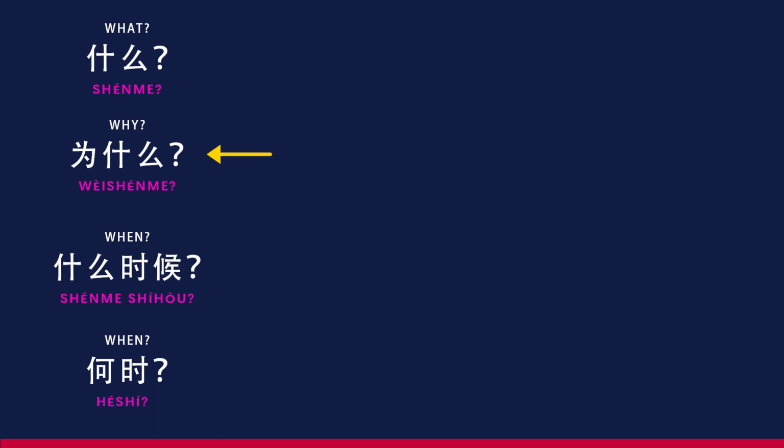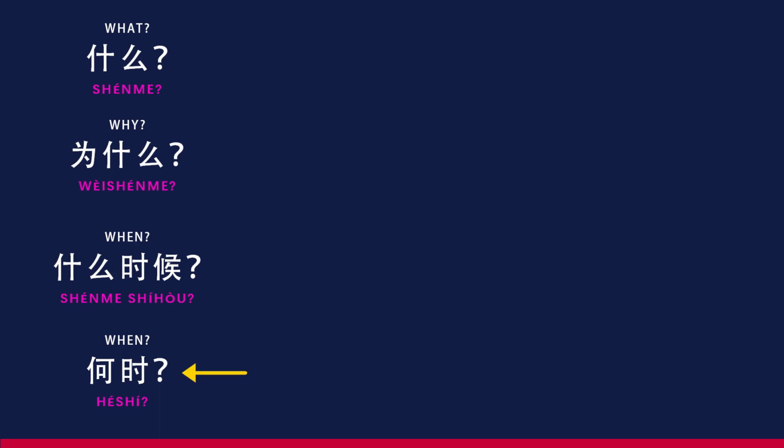Regarding 为什么, it's essential to note that 为 means for or to, so when combined with 什么, it translates to for what or to what. Understanding these components makes grasping Chinese words easier. Now, let's explore 什么时候, meaning what time or what moment. It's a versatile phrase used for inquiries about specific times or occasions.